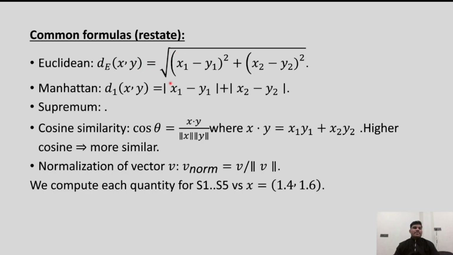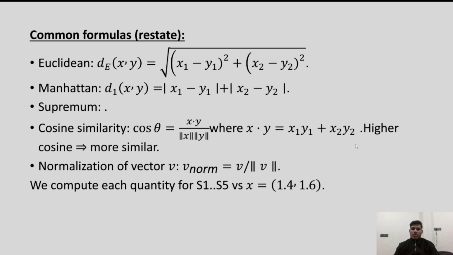Common formulas restated. For Euclidean, we have under the root (x1 minus y1) whole square plus (x2 minus y2) whole square. Now Manhattan, we have d1 of x, y equals modulus of x1 minus y1 plus modulus of x2 minus y2. For supremum, we have d of x, y equals max of |x1 minus y1| and |x2 minus y2|. For cosine similarity, we have cos theta equals x dot y upon double modulo of x and double modulo of y, where x dot y equals x1 y1 plus x2 y2.